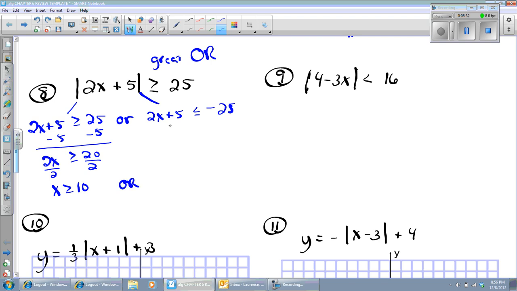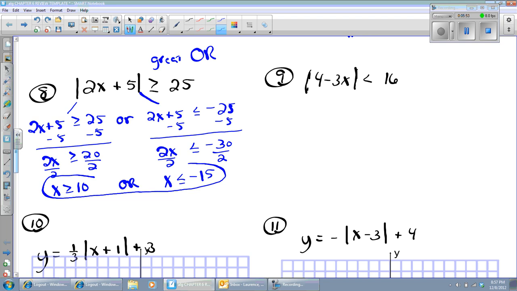Or, I'll subtract 5, 2x less than or equal to negative 30, divide by 2, x is less than or equal to negative 15. So there's my solution. And on my number line, I need to show negative 15. I need 10. Closed points. Okay. I need numbers less than negative 15. Those would be this way.